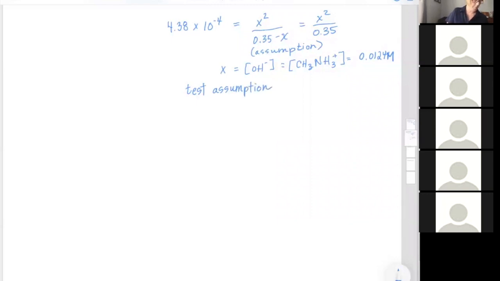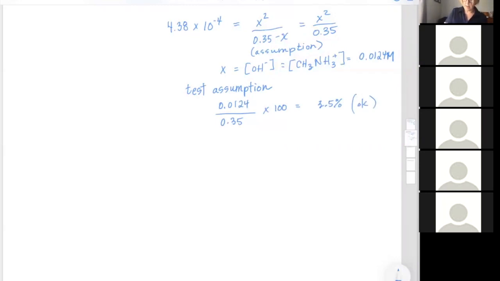So we have 0.0124 of 0.35. That should be around 3.5%. So we say it's okay. It's within the 5%.